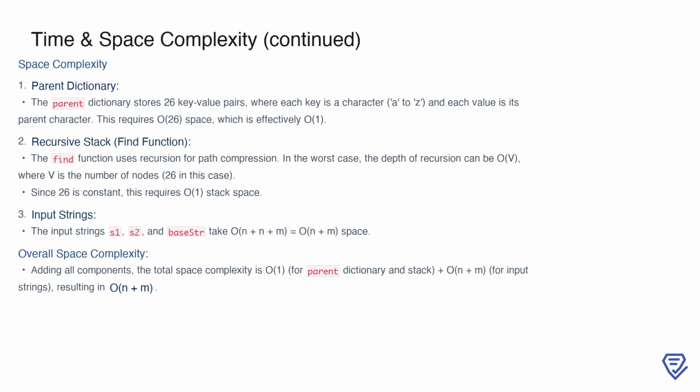Finally, the input strings S1, S2, and base str together take O(n plus n plus m) equals O(n plus m) space. Combining all components, the total space complexity is O(1) for the parent dictionary and stack, plus O(n plus m) for the input strings. This results in an overall space complexity of O(n plus m).